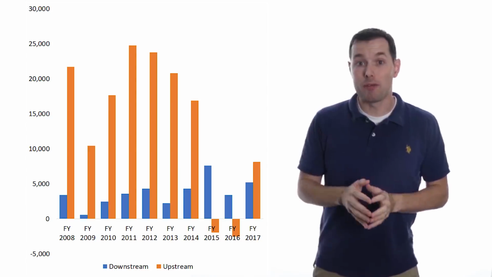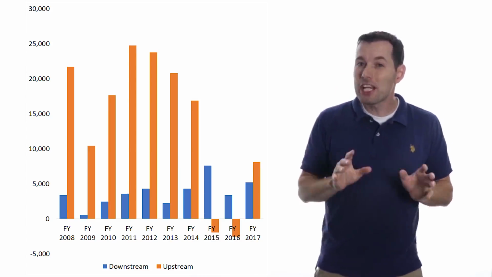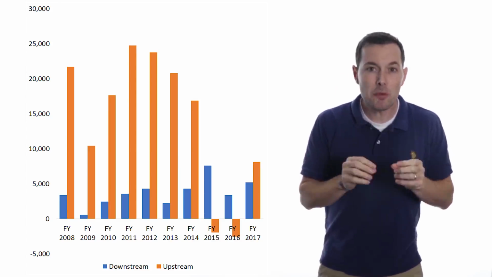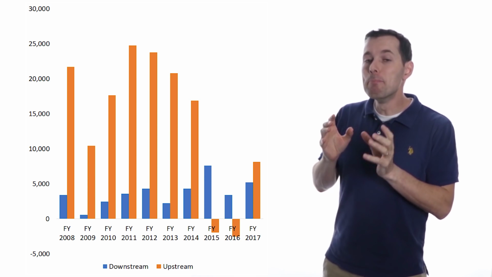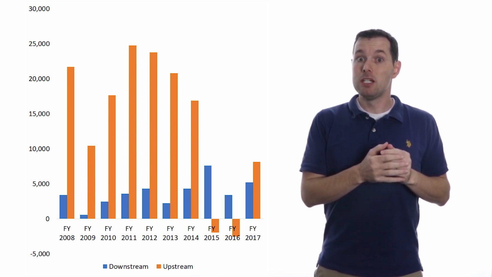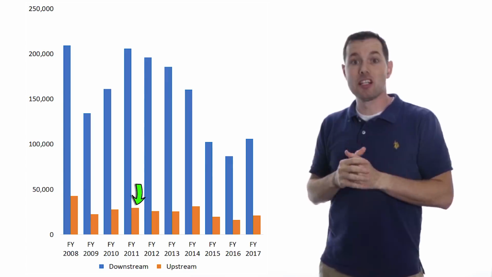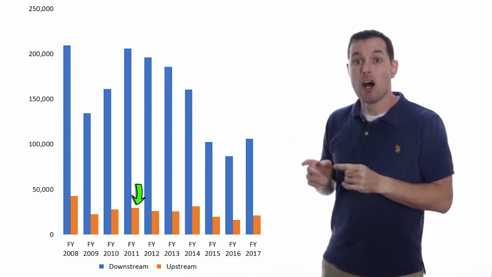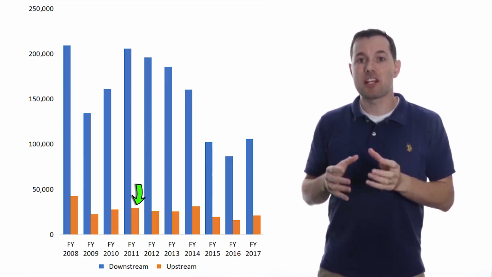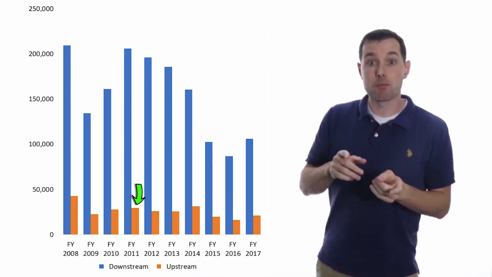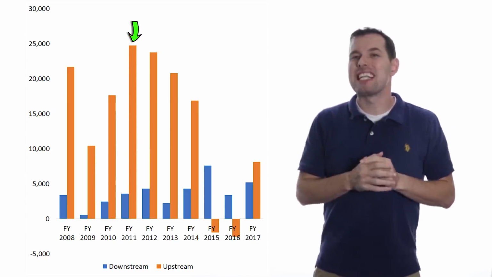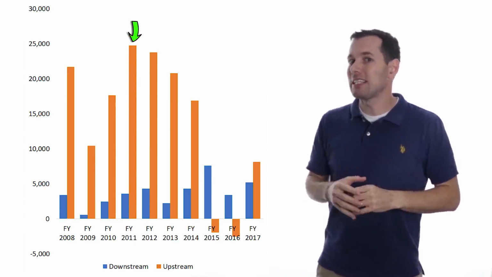Here's Chevron's profits going back to 2008. Now, here's something very interesting. Look at which category is leading the way most of the time. Upstream. So, looking back at 2011, here on the revenue chart, upstream accounted for just 13% of total revenue, while back on the profit chart, upstream accounted for 92% of profit during that same year.